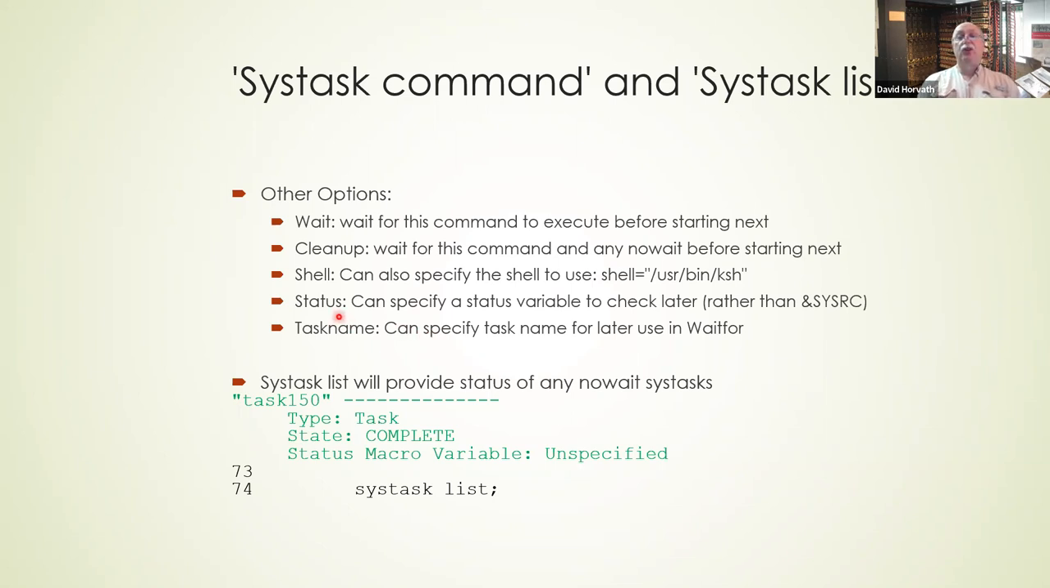Status. If you don't want to use SysRC, you can specify a status variable. This is useful if you have a series of them running and you want to be able to check the statuses independently. You can assign a task name. If you don't assign a task name, it's just going to sequentially assign task and a number. And you can use Systask to list the statuses of running processes. In this case, it was complete.